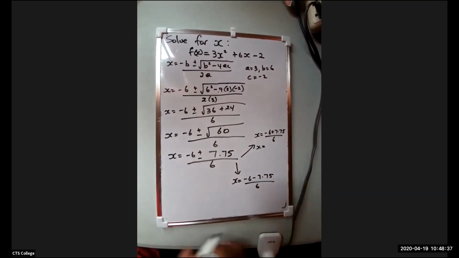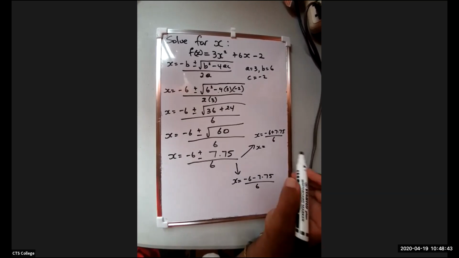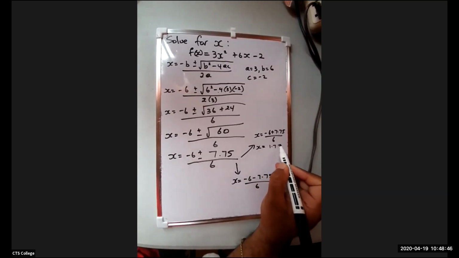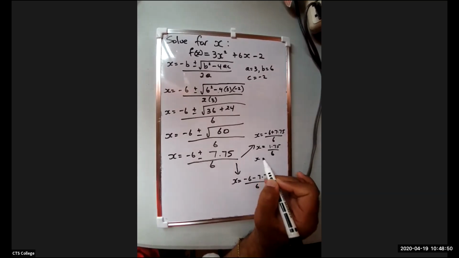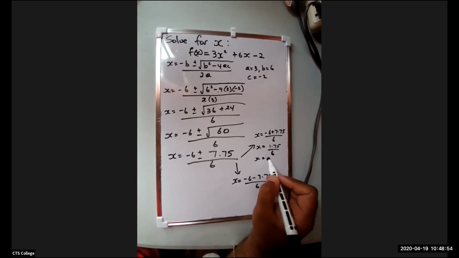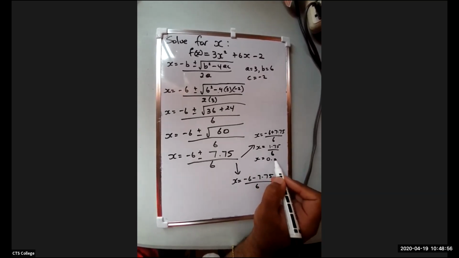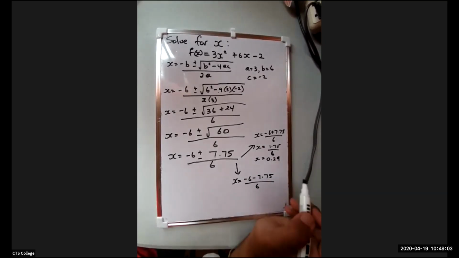x is equal to negative 6 plus 7.75, which is 1.75 all over 6. x is therefore 0.29, or if you want to put 0.3, that's also correct. This is the 2 decimal places, right?